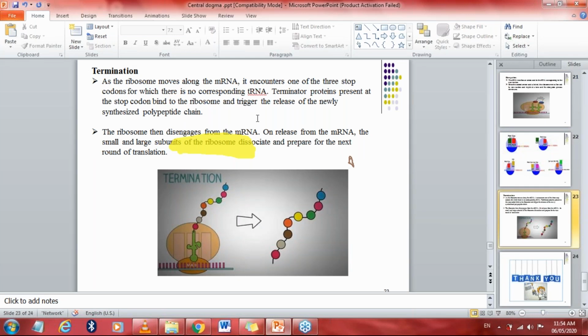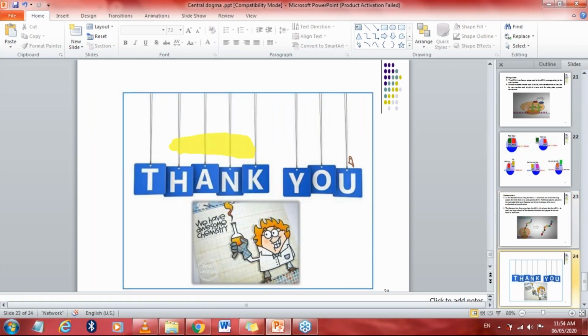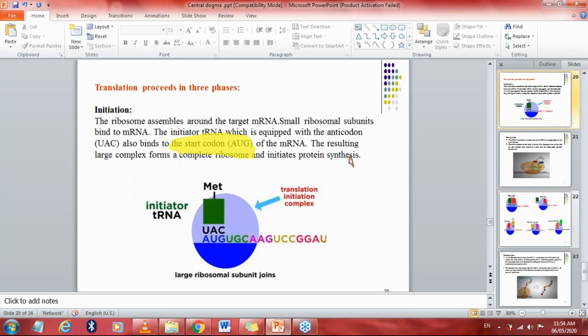That one is UAA, UAG, and UGA. According to me, for learning purposes, I have done it like this: UAA, UAG, and UGA. So I think we can learn these particular codons easily. Otherwise, if you don't learn them, someone will write AUG, someone will write CUA, and so on. So it will be better if we learn it like this only.